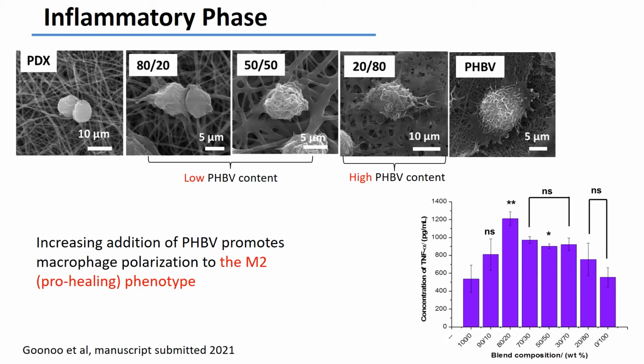The cell surface area was also found to increase with increasing PHBV content. The concentration of TNF-alpha produced by the macrophages when seated on the scaffolds was also measured by ELISA. We noted that the concentration of TNF-alpha decreased with increasing PHBV content above 28%. Overall, these results suggest that the addition of PHBV promoted macrophage polarization to the M2 phenotype.